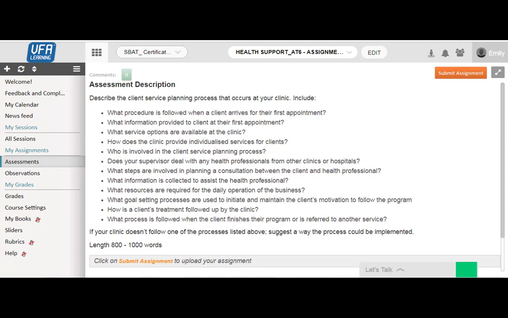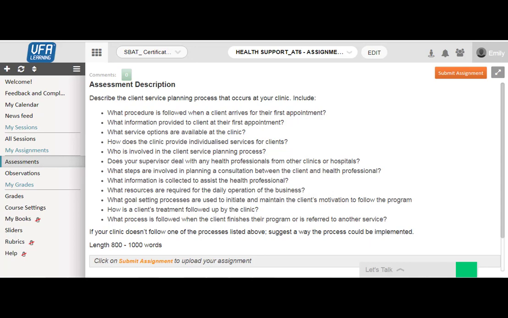You need to identify how the clinic provides individualized services for the clients. How do they make sure that each client is getting the treatment that they deserve and not just a standard template for everybody? You need to identify who's involved in the client service planning process. Is it just one practitioner or do several practitioners work together? Does your supervisor deal with any health professionals from other clinics or hospitals?